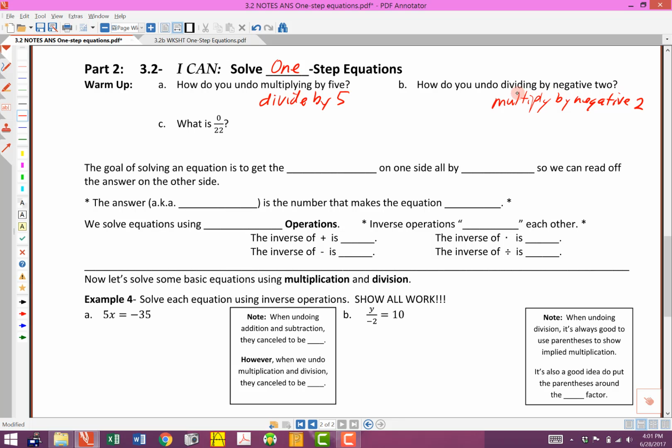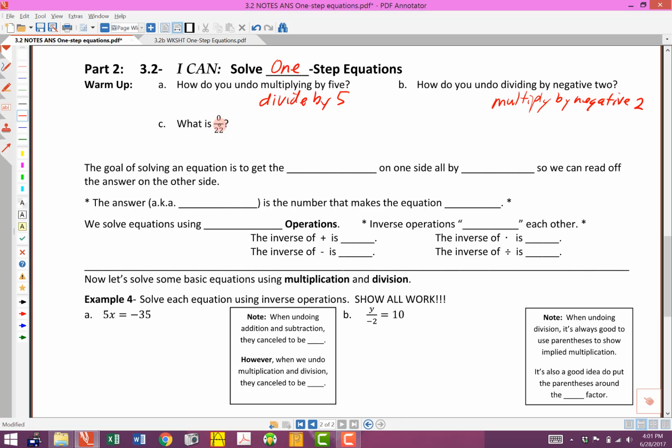Some people might think, oh, well, you undo dividing by multiplying and you undo a -2 by a +2. We don't do that. We're undoing the operation, not the number itself. So keep that in mind. And then I want to take a look at a problem that a lot of people struggle with.